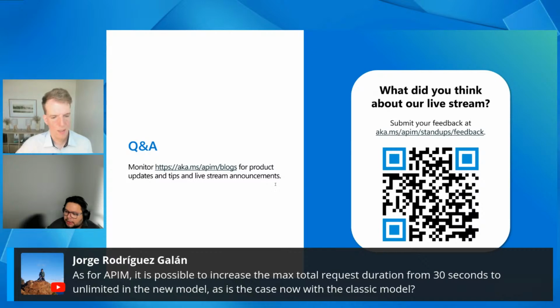Oh, V1 to V2 tiers. Got it. So in the case from V1 to V2 tiers, this should not be a problem. In the case of timeout, we should have the same. But based on the documentation I'm looking at, the maximum total request duration is documented at 30 seconds. So maybe we can investigate that and get back to you somehow.